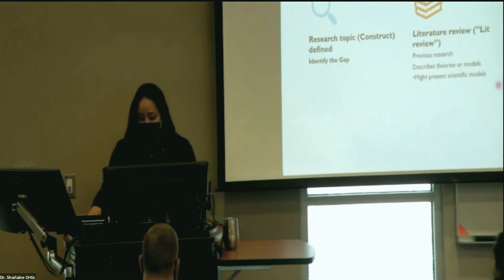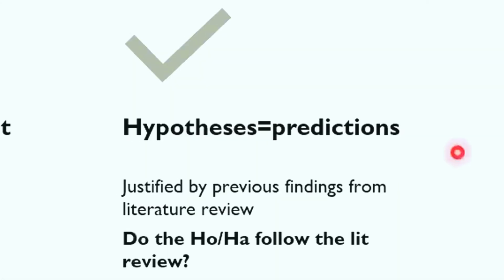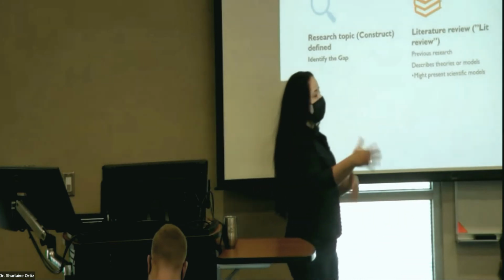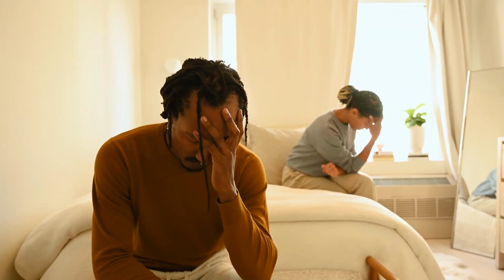Notice that your hypothesis has to be justified based on previous findings. Do they follow logically from the literature review? Does my null hypothesis, H superscript O or 0, and alternate hypothesis, H superscript A, actually follow the literature? In this fictitious study, I can't say the more they have sex, the less satisfaction they report in their relationship. That doesn't sound substantiated by research.